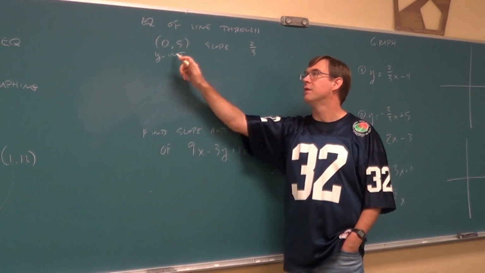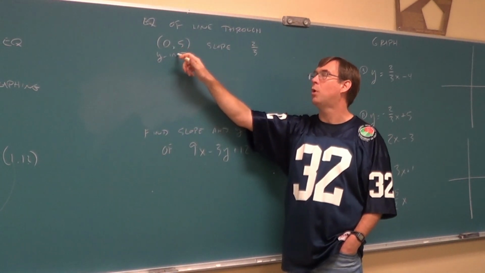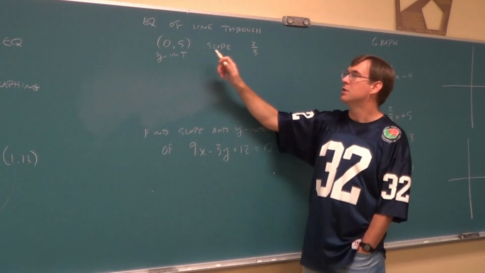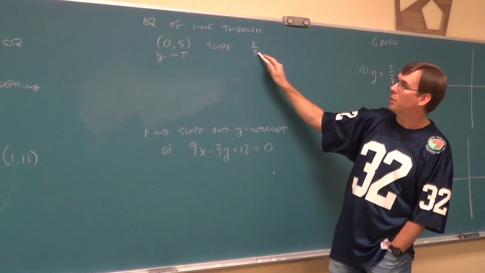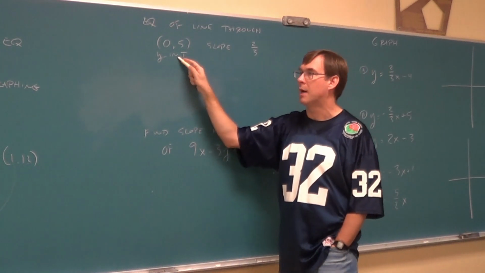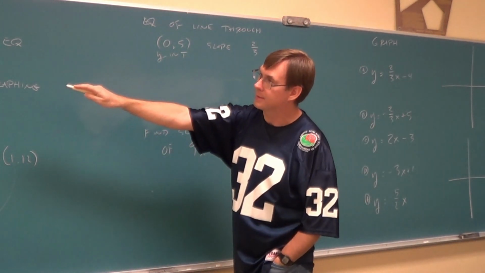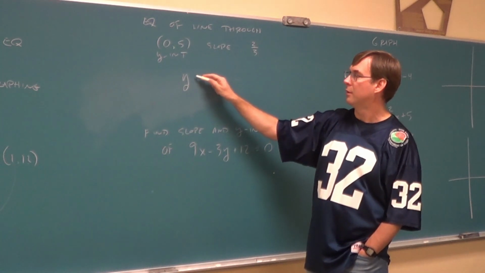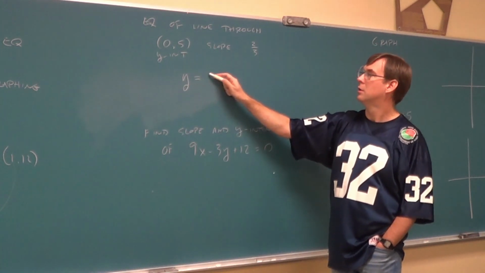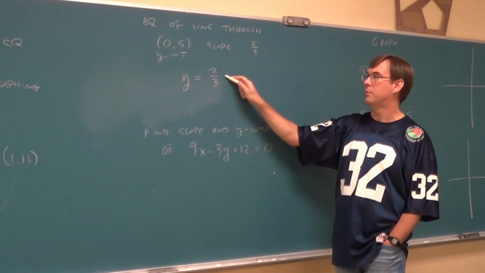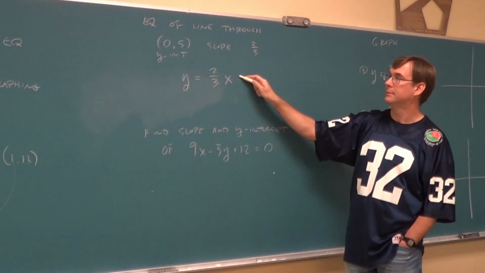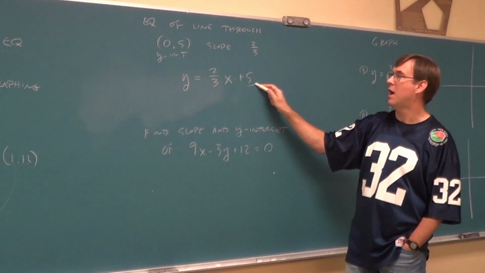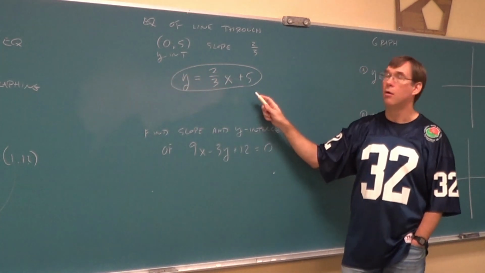The 5 is in the y position. This is a spot that touches the y-axis. So they're really giving us a slope, and they're giving us a y-intercept. So we can go straight to slope-intercept form, which always starts off with y equals, put the slope next to x, and then throw on a plus 5. That's the quickest way to go.